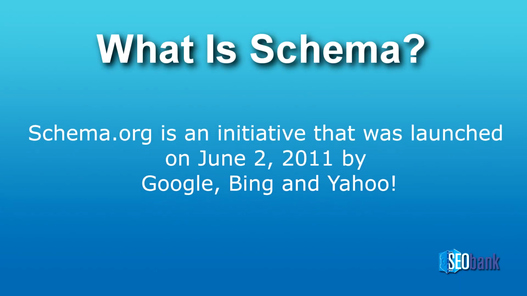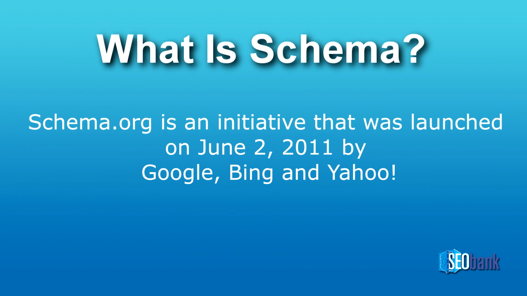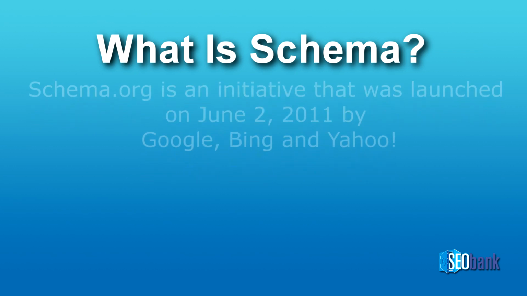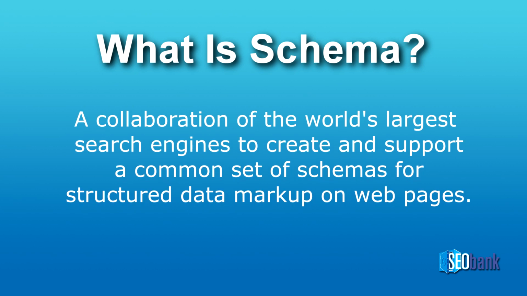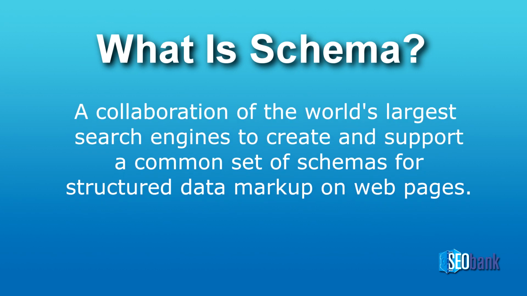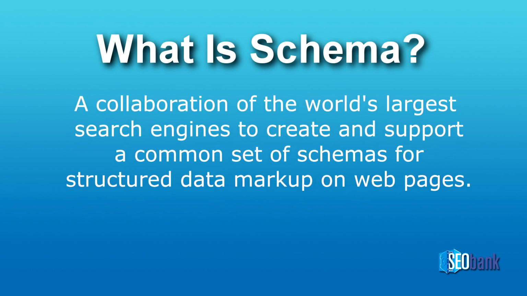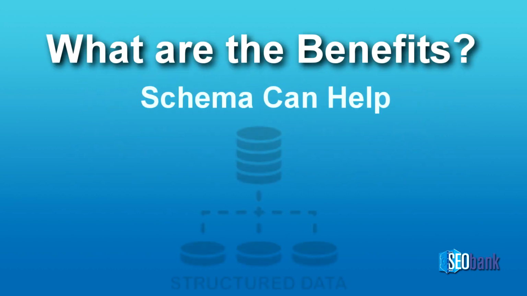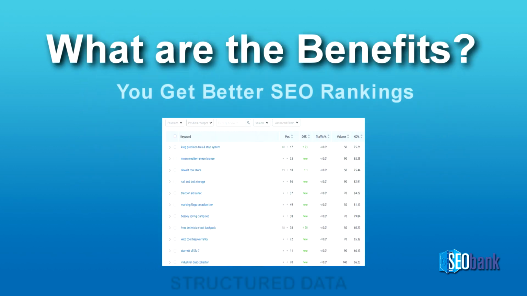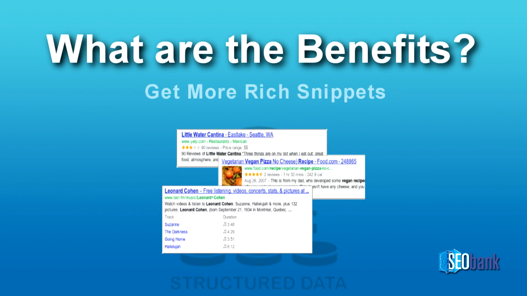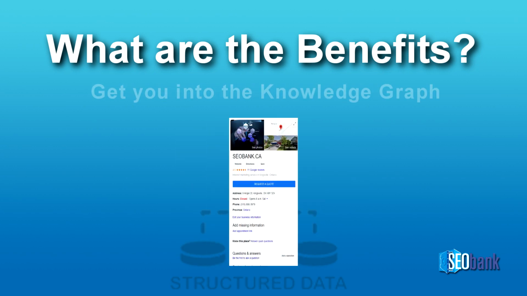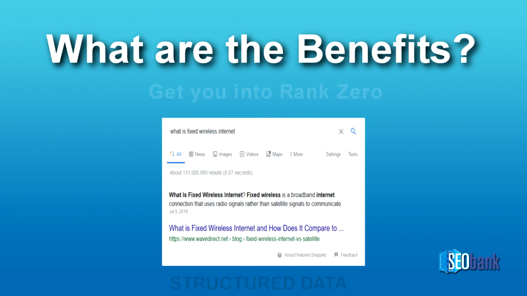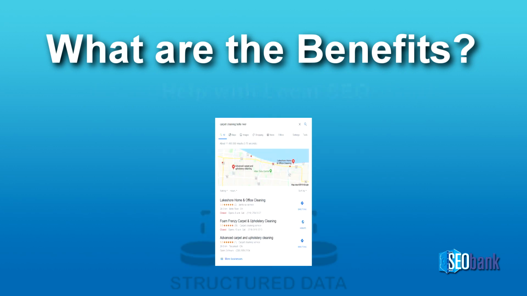Schema.org is an initiative that was launched on June 2nd, 2011 by Google, Bing, and Yahoo, a collaboration of the world's largest search engines to create and support a common set of schemas for structured data markup on web pages. Schema can help you get better SEO rankings, get more rich snippets, help identify SEO entities, get you into the knowledge graph, get you into rank 0, help with local SEO.